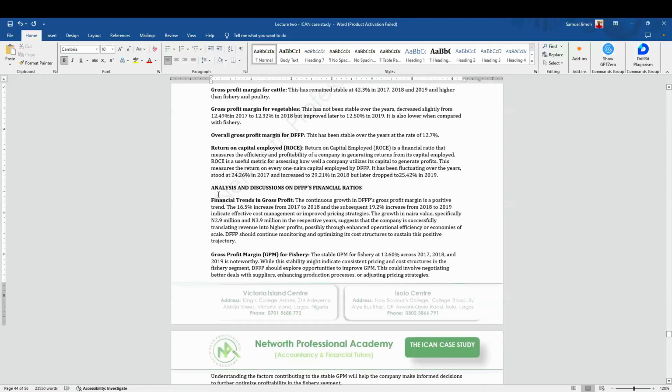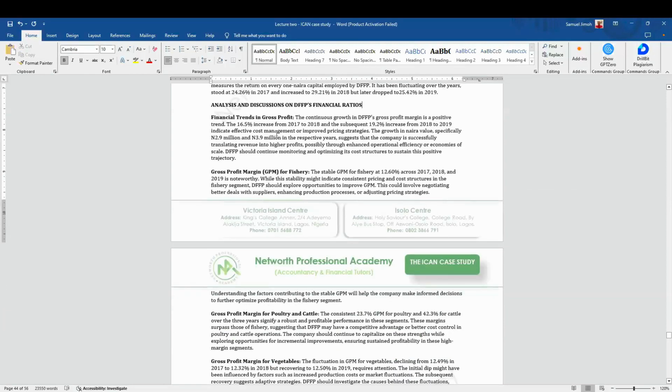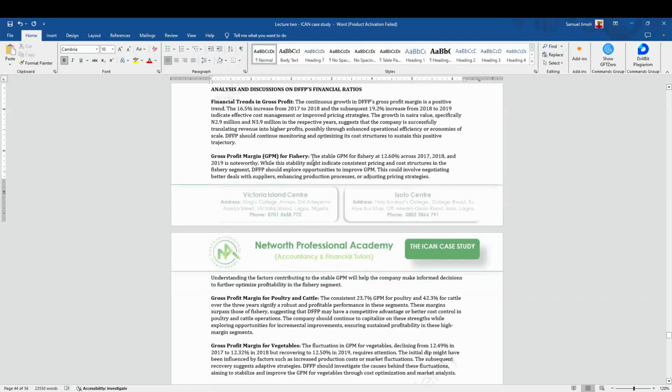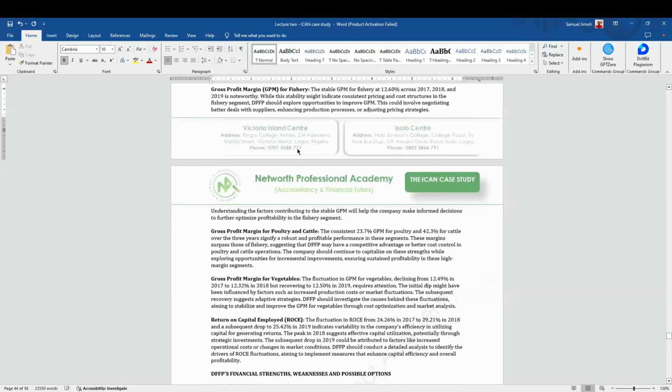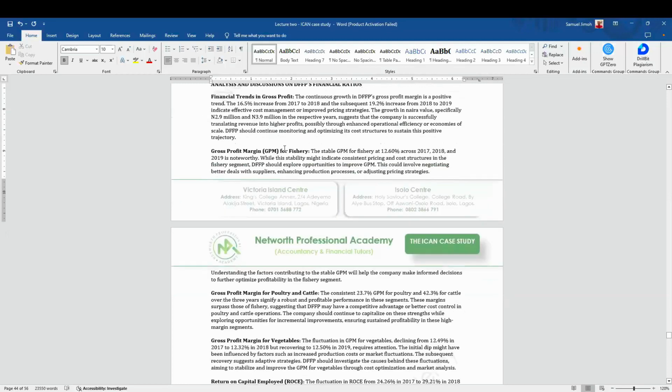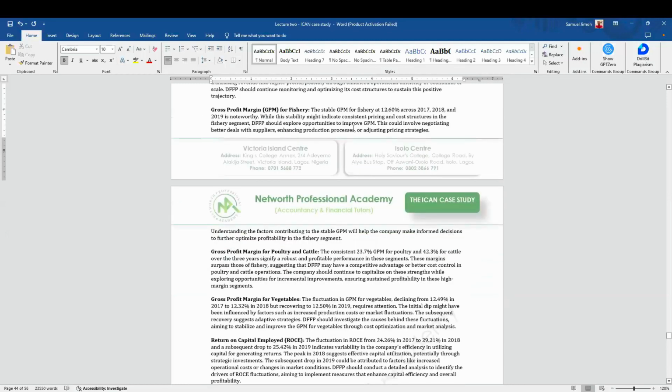The analytical skill, the third sub skill there, analytical skill. And I told you that the analytical skill is just meant for discussion. You discuss the ratios that you have brought in. Okay, you discuss the ratios that you have brought in. So financial trend in gross profit, you know. So let me start from here because I've taken away that. So gross profit margin for fishery.